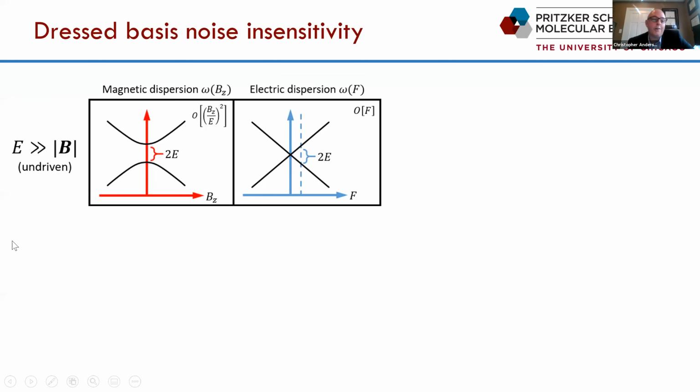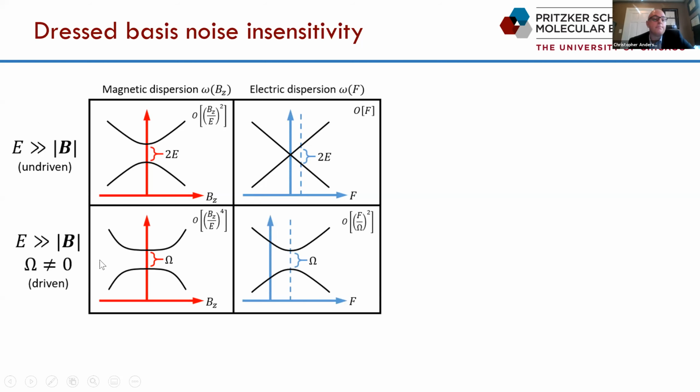So why would we do that? In the undriven case, we have this first order insensitivity to magnetic noise, giving us a clock transition and some nice protection. But we actually have first order sensitivity to electrical noise, which is not great in these systems. As I was telling you, electrical noise can be an issue.